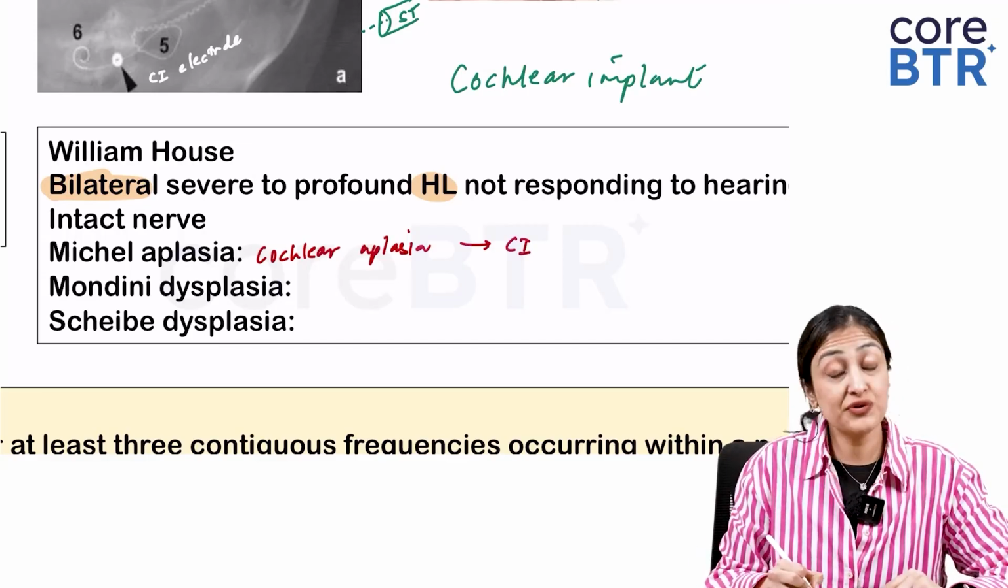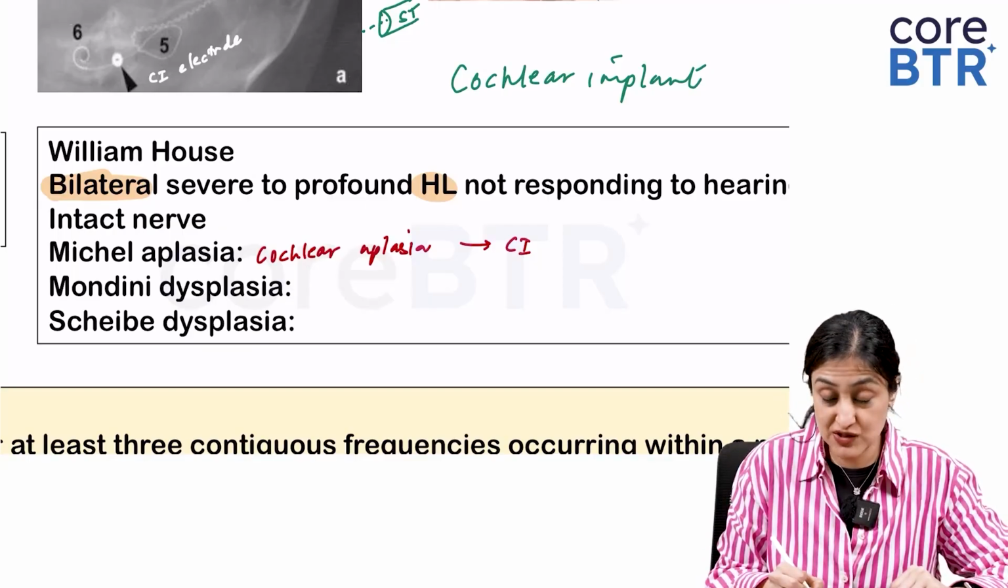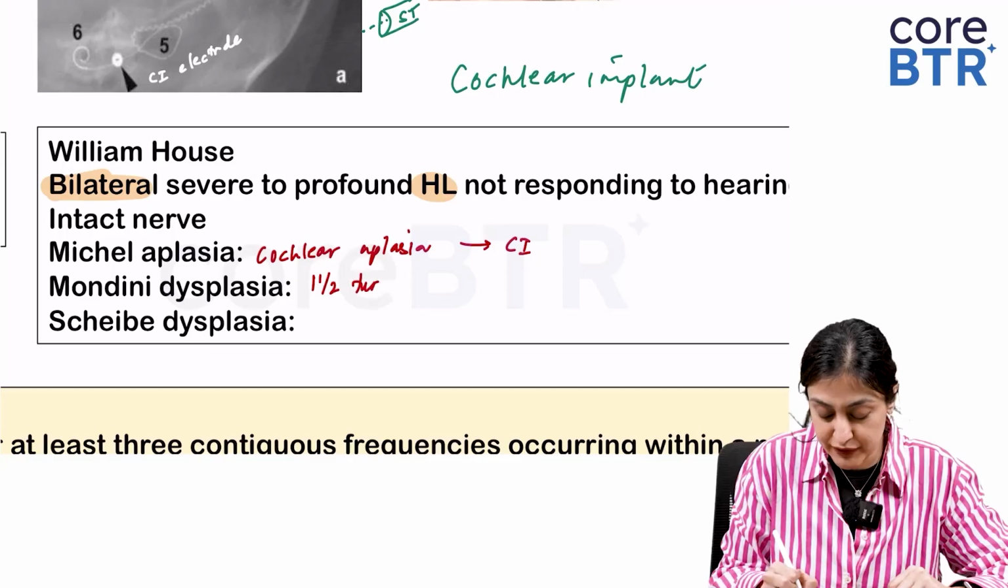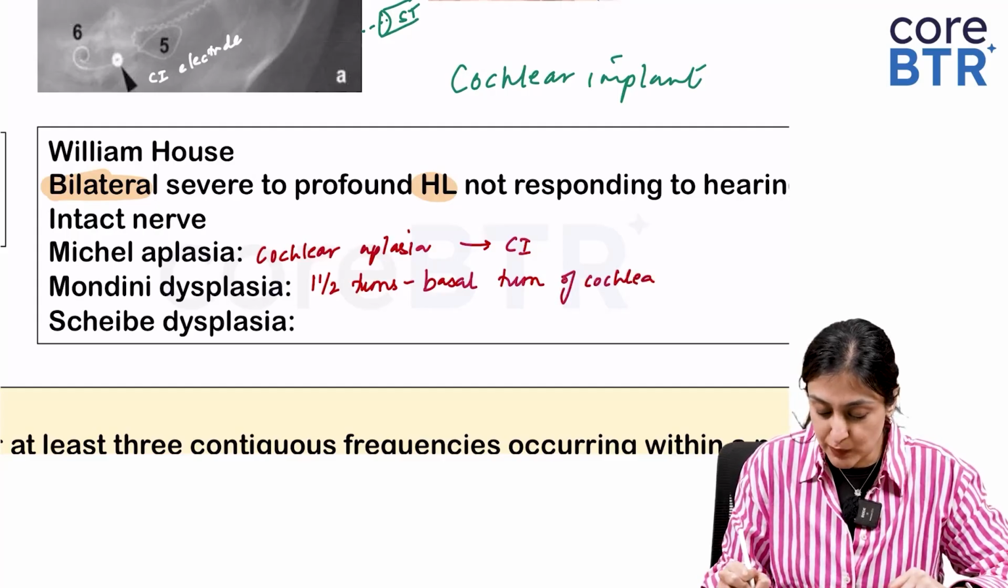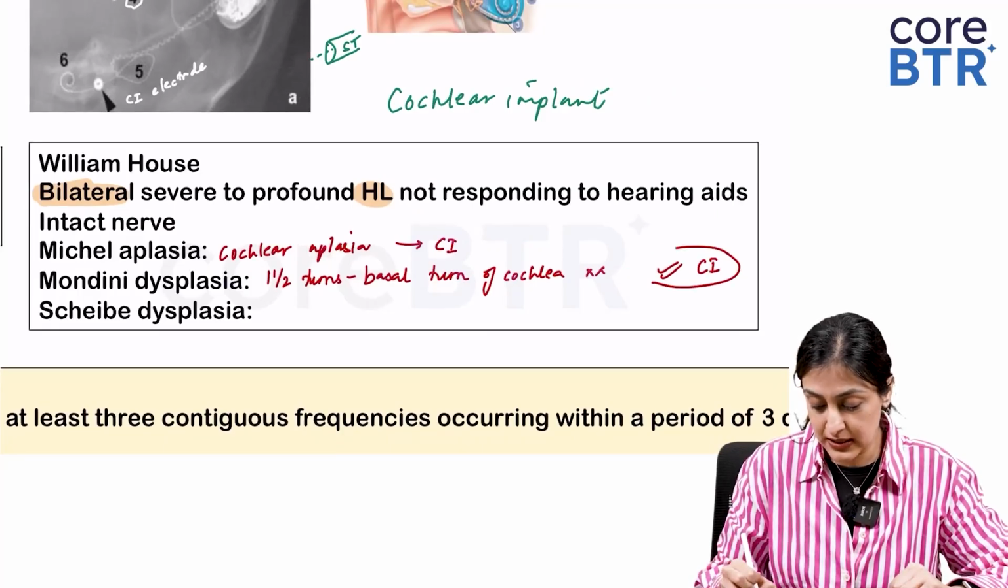Mondini's dysplasia is one of the most common indications. I can do it in Mondini's dysplasia. This is where instead of the 2 3/4 turns, I only have 1.5 turns. Basically, the basal turn of cochlea is missing, right? So there's no basal turn of cochlea. This is where I can do a cochlear implant.